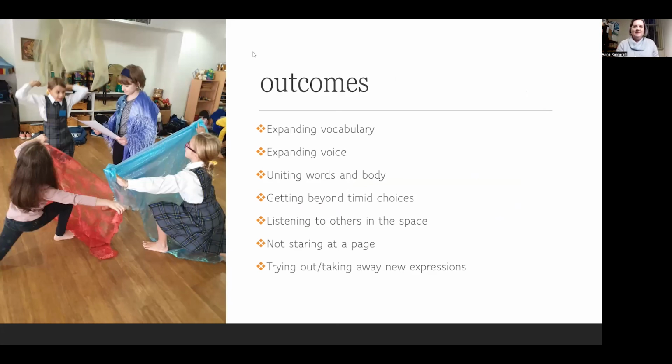And so these are the outcomes that I would say that I have observed in these workshops, which is amazing expansion of vocabulary and voice and getting back to uniting words and body, but perhaps also most importantly, letting these children learn that their self-expression doesn't have to be limited to what they already know. There's a whole world out there of new forms of expression that they can tap into.